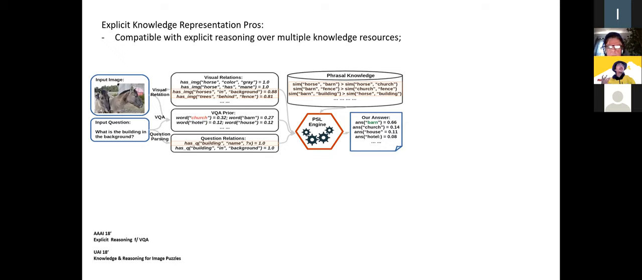Now, what are the pros that we learned from using explicit knowledge representation to do visual question answering as well as image captioning? So first of all, explicit reasoning is very compatible with explicit knowledge representations. So with such a representation, or SDGs, we can enable explicit reasoning over multiple knowledge resources. As shown here, we can essentially plug in phrasal knowledge, visual relationships, VQA priors, and question relations together into an engine. And at that time, we relied on PSL, a probabilistic soft logic engine, to rank the reasoning process.